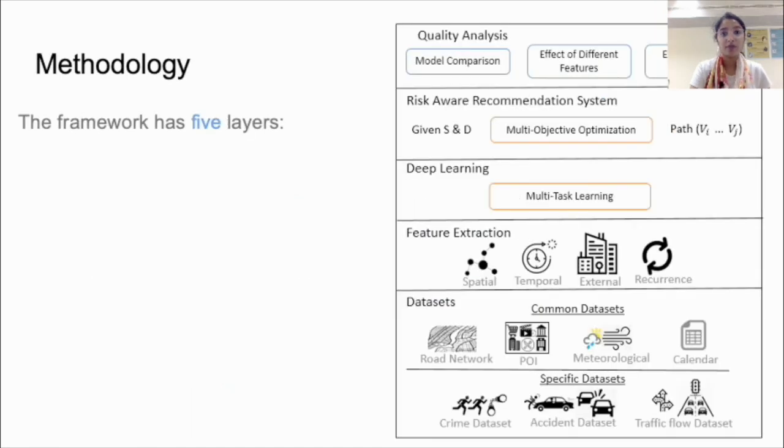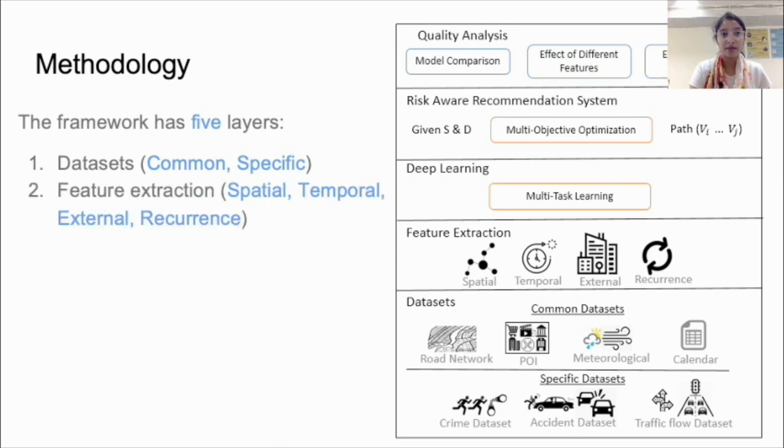So we came up with a 5-layer framework to tackle all the challenges and issues. The first layer is the dataset layer, which comprises all the common datasets and specific datasets, as we can see in the figure. Next is the feature extraction layer, where we consider spatial, temporal, external and reference features. The next layer is the deep learning layer, where we consider the transformer model.